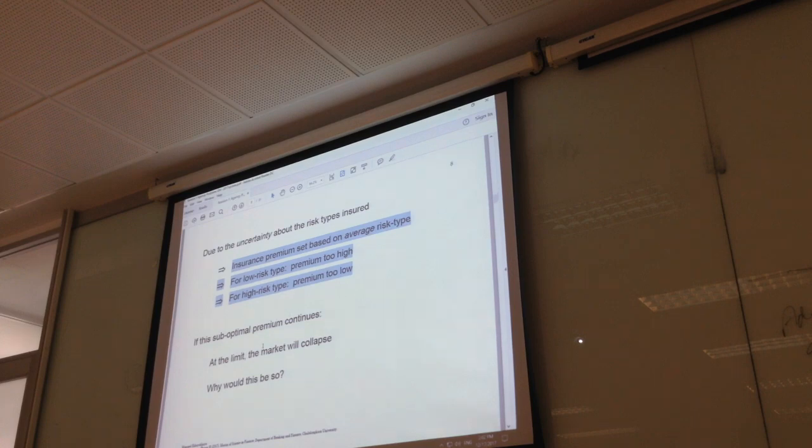So basically, the presence of the bad type drives the good type out of the market. At the limit, the market will collapse. This condition will lead to the collapse of the insurance market. If I give you this situation in an exam, with the prediction that at the limit the market will collapse, can you explain the mechanism? We saw the mechanism. This is an example. If you want to make a prediction, you must be able to give the mechanism of your prediction.